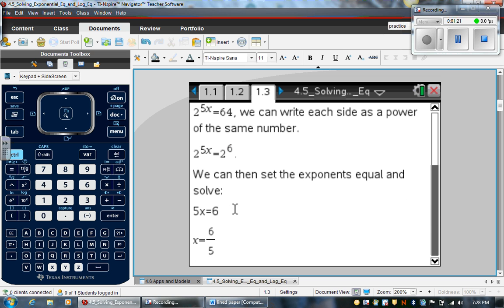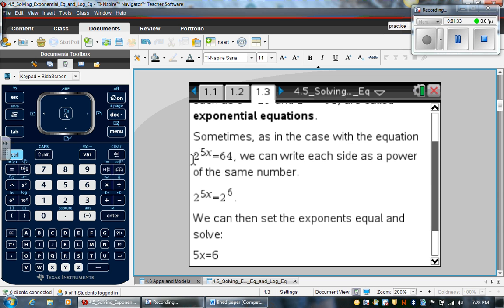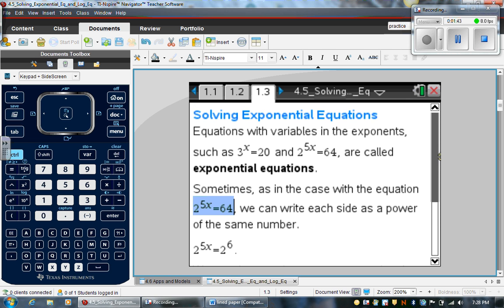So we wind up with 5x equals 6. And then we can very quickly solve for x by dividing both sides by 5, which gives us a solution of x equals 6/5. So in some cases, we're able to adjust our original equation by finding common bases and then setting our exponents equal to one another and solve. Now, we obviously won't always be able to do this, so there have to be other methods of solving these exponential equations.